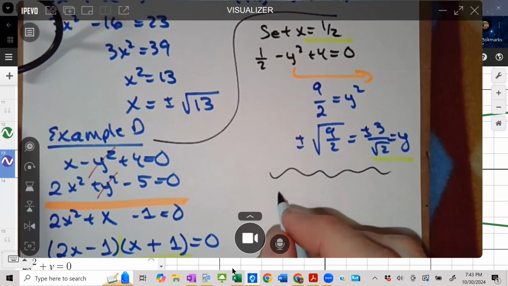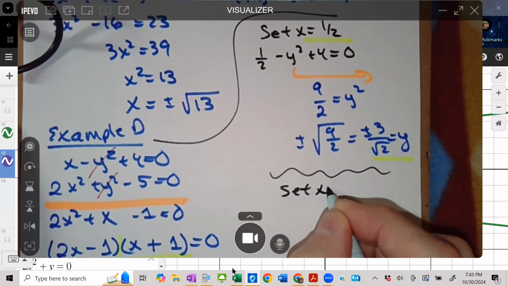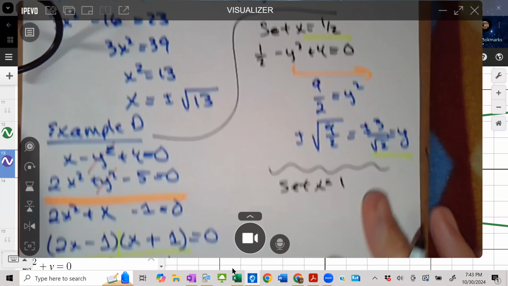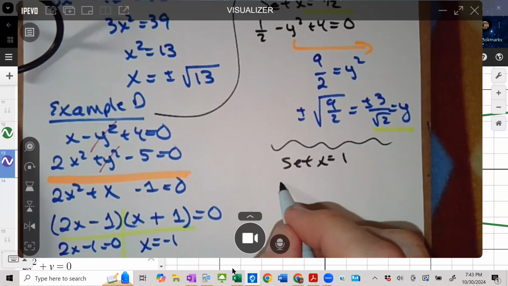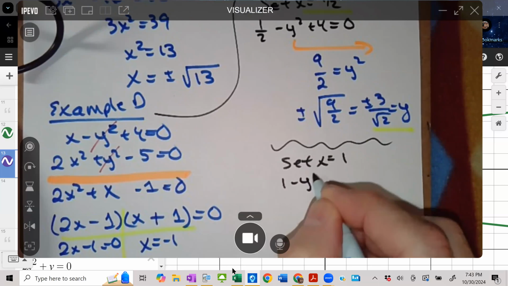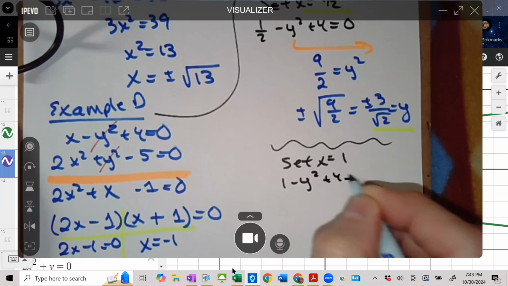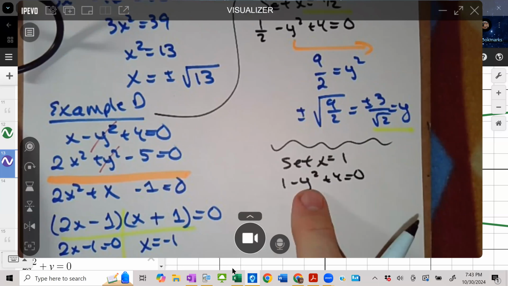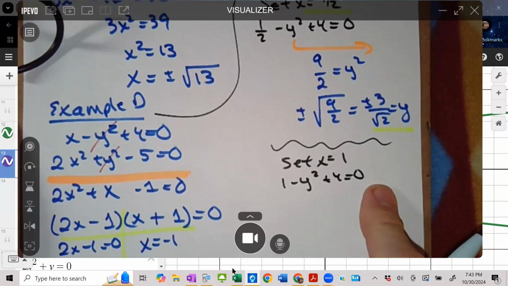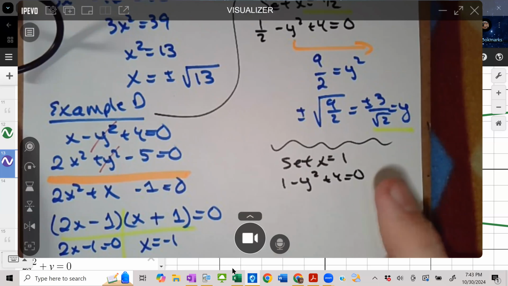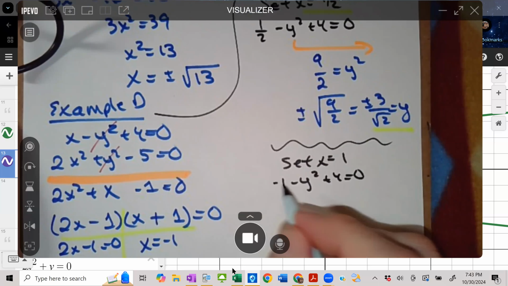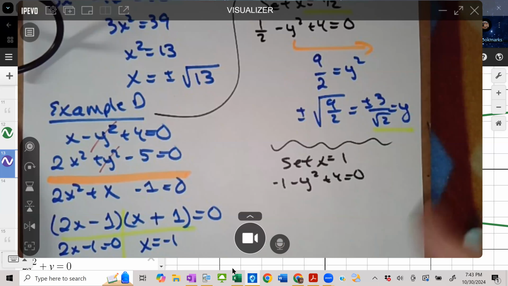We're going to set x equal to 1. So that's going to be plugging that in here. 1 minus y squared plus 4 equals 0. I'll play the same game as I did last time. I'll move the y squared to the right-hand side. And 1, oh, it's -1, my bad. -1 and 4 give me 3, so I'll end up with 3 equals y squared, or plus or minus the square root of 3 equals y.